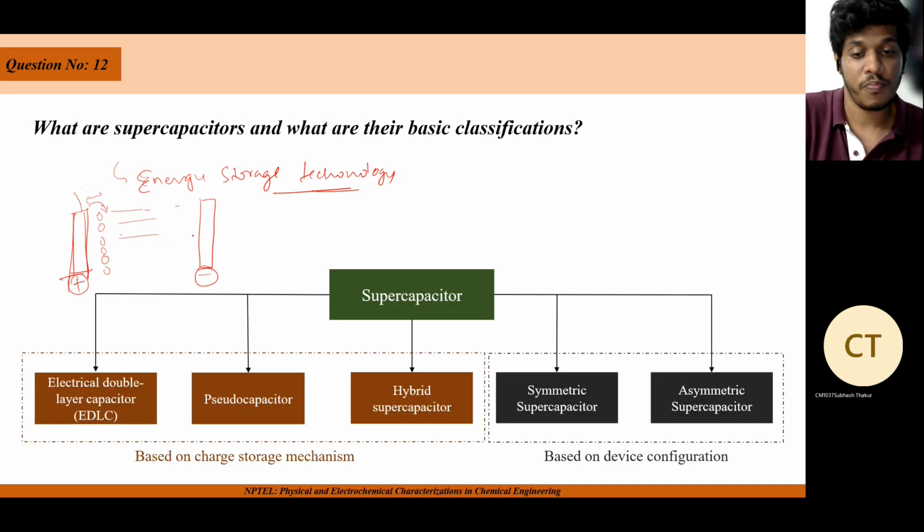And to go further, supercapacitors can be classified into basically three types. The first one is the electrical double layer capacitor, which is just as I mentioned. The other one is the pseudocapacitor.